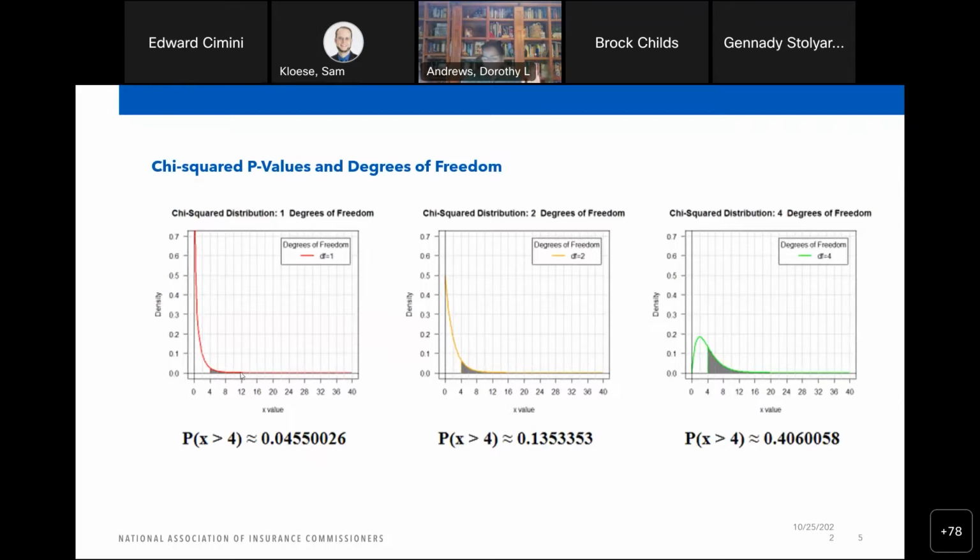What happens is you can see more and more area gets pushed off to the right. As a result, the probability that you would get a value greater than 4 also starts to increase. If those areas represented p-values, we can see how the p-values would be affected by each one of these distributions. And we would need a much larger test statistic in order to have something that is statistically significant by some benchmark, usually 0.05.